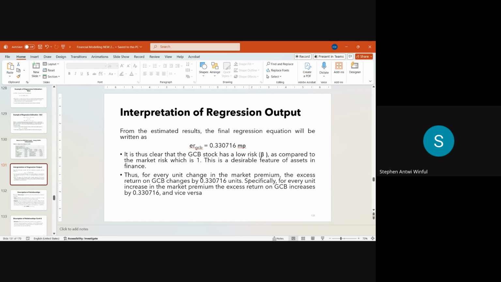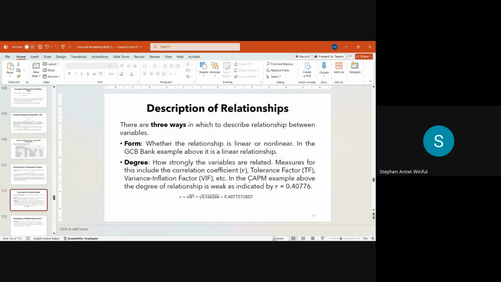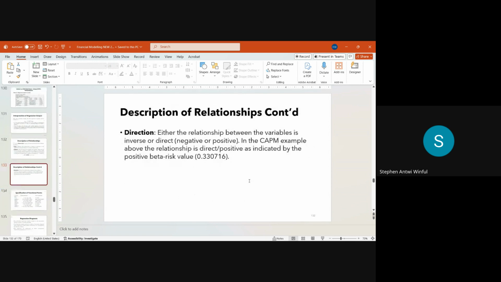Is that okay? And since the sign was positive, a fall would also mean GCB's excess return will fall by the same margin. So in regressions and estimations, three things are paramount. Mostly for other relationships too, three key things are paramount. One is the form of the relationship, two is the degree of the relationship, and the other one is the direction of the relationship.